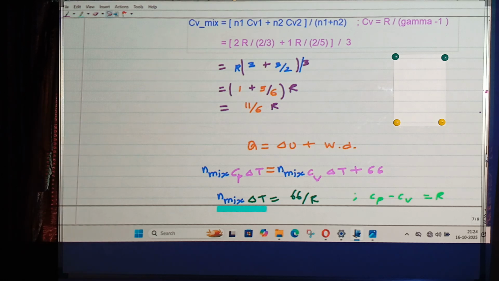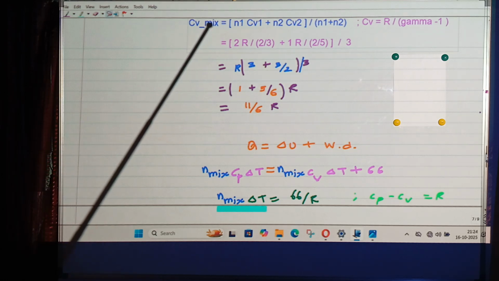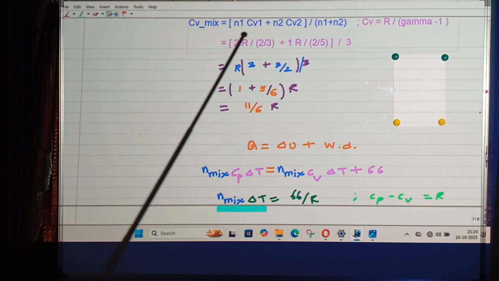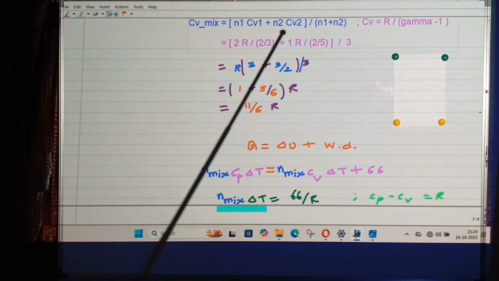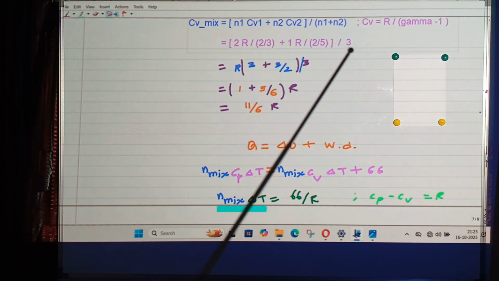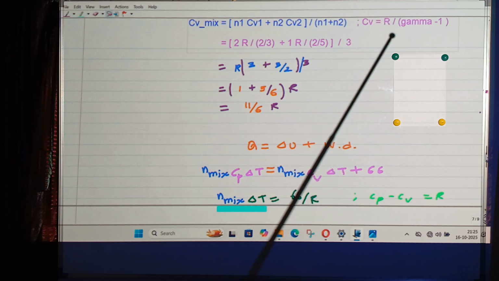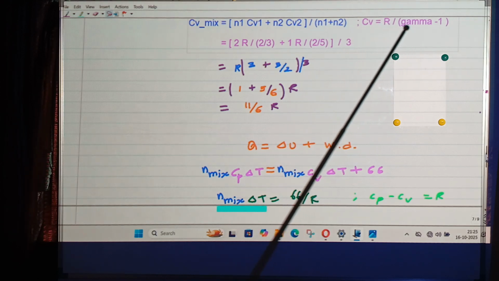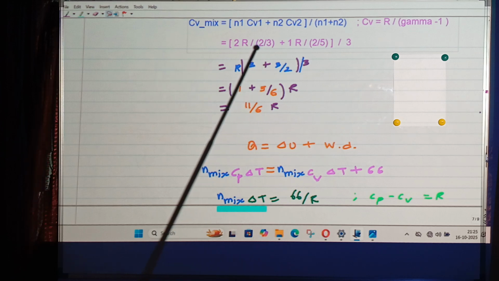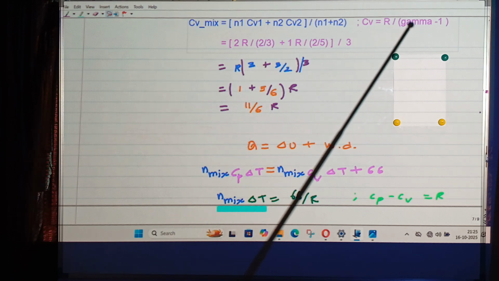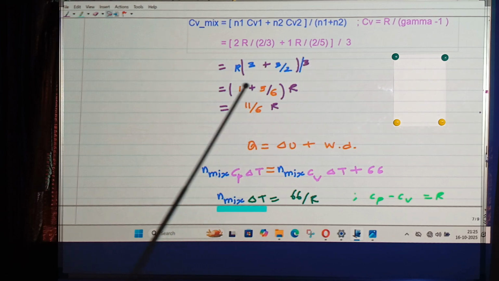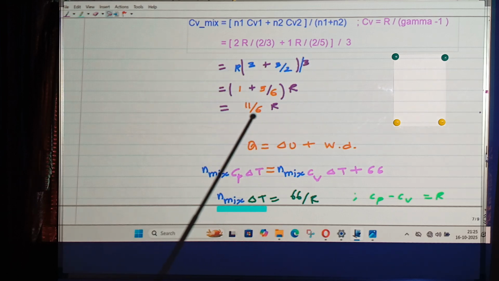So this is what I've explained here. CV of the mixture is a combination of CV1 and CV2, and the weightage is the mole fraction, N1 by N1 plus N2, and the second weightage is N2 by N1 plus N2. And CV is R by gamma minus 1. This is a basic relation. So for the first one, gamma is 5 by 3, so gamma minus 1 is 2 by 3. And for the second gas, gamma is 7 by 5, so 7 by 5 minus 1 is 2 by 5. So putting that value, we'll get CV of the mixture as 11 by 6 R.